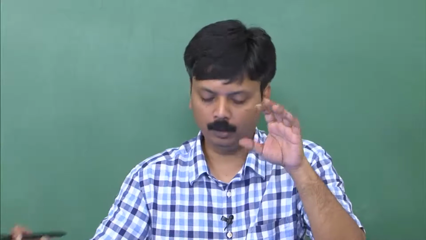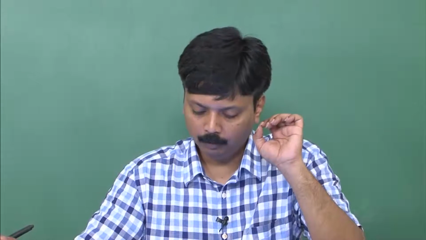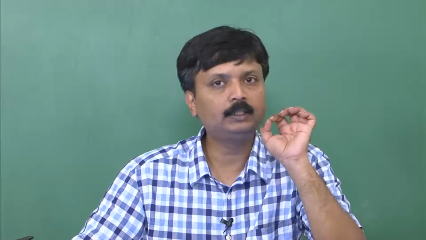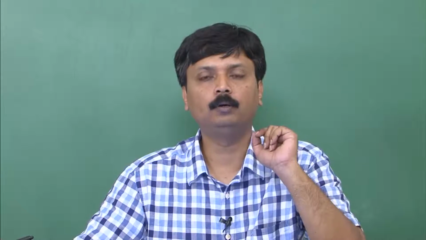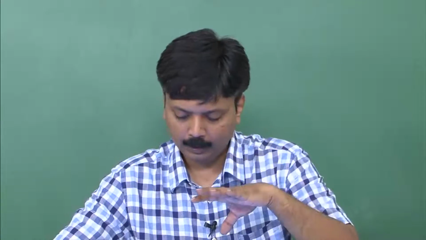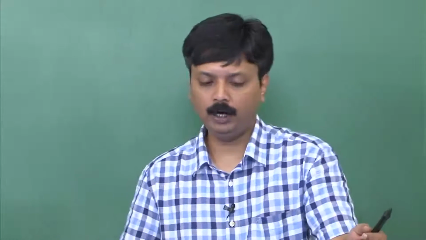Fine. So we tabulate them, and we will use this list to label the rows and columns of the secular determinant. Only the elements of the secular determinant that lie at the intersection of a row and column belonging to the same irreducible representation can be non-zero, and these non-zero elements will be in blocks along the principal diagonal. This is pretty much similar to what we did when we learned how to diagonalize a matrix by similarity transformation. I am saying it is analogous, it's similar. So the secular determinant will therefore be symmetry factored.